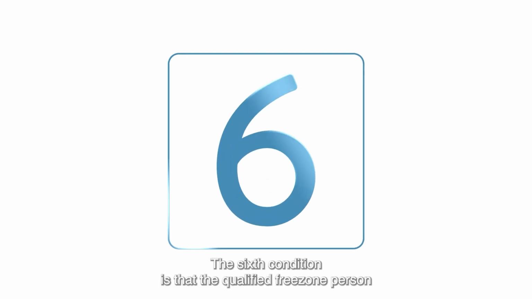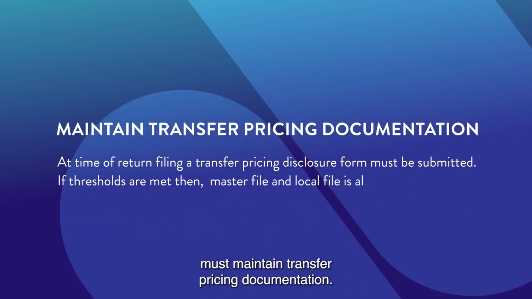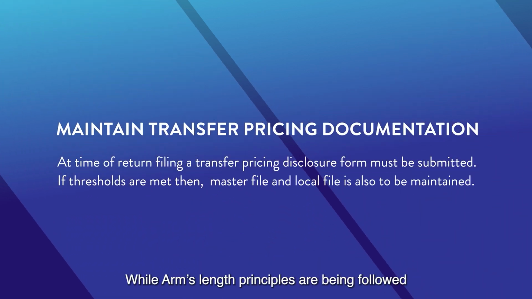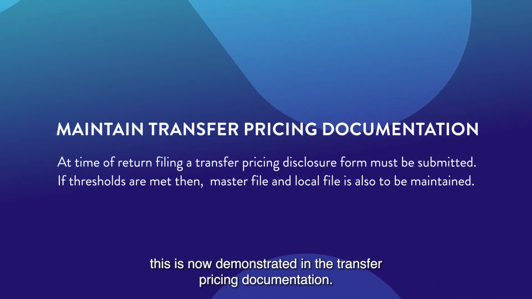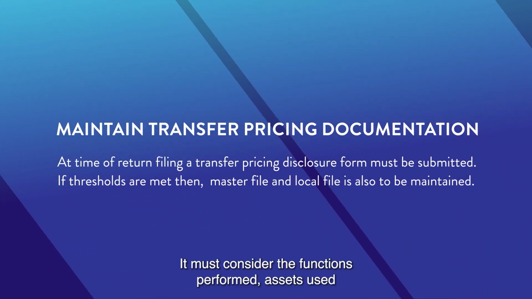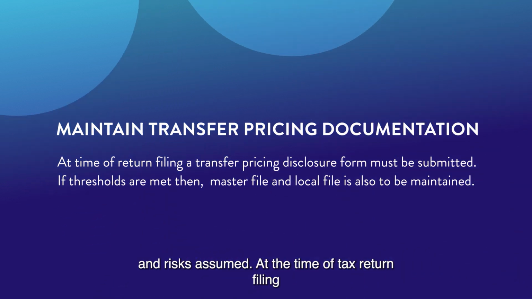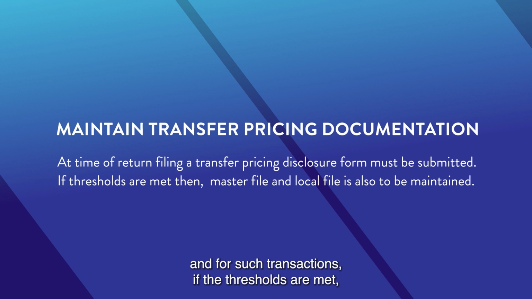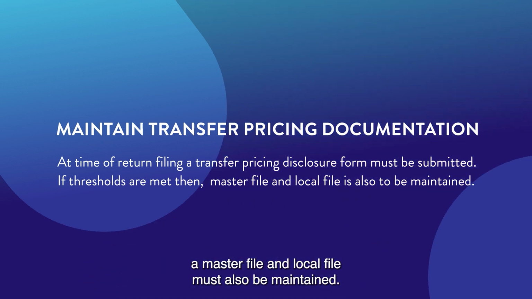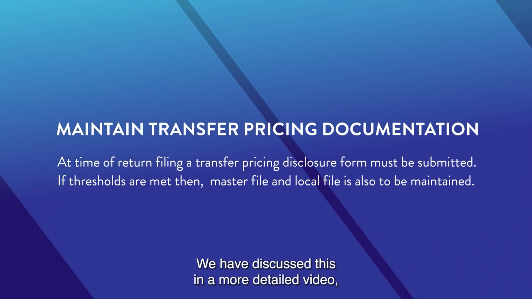The sixth condition is that the qualified free zone person must maintain transfer pricing documentation. While arm's length principles are being followed, this is now demonstrated in the transfer pricing documentation. It must consider the functions performed, assets used, and risks assumed. At the time of tax return filing, a transfer pricing disclosure form must be submitted, and for such transactions, if the thresholds are met, a master file and a local file must also be maintained. We have discussed this in a more detailed video which will be linked in the description below.